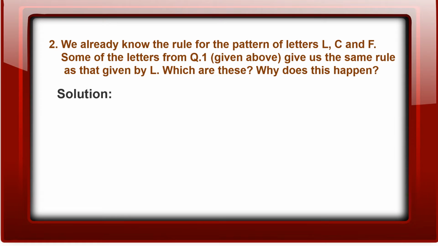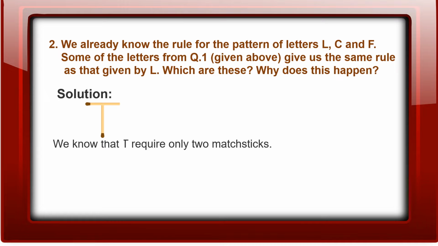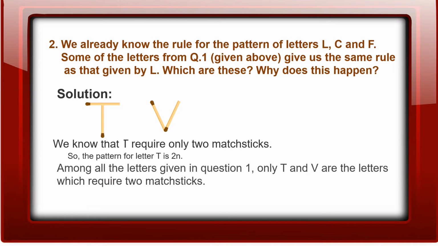Some of the letters from question 1 give us the same rule as that given by L. Which are these? Why does this happen? So here we know that T requires only 2 matchsticks, isn't it? Can you say any other letters have the same pattern? V. Very good. V needs 2 matchsticks, isn't it? So T and V require 2 matchsticks, so they have the same pattern 2n. So hence the answer is A and D.